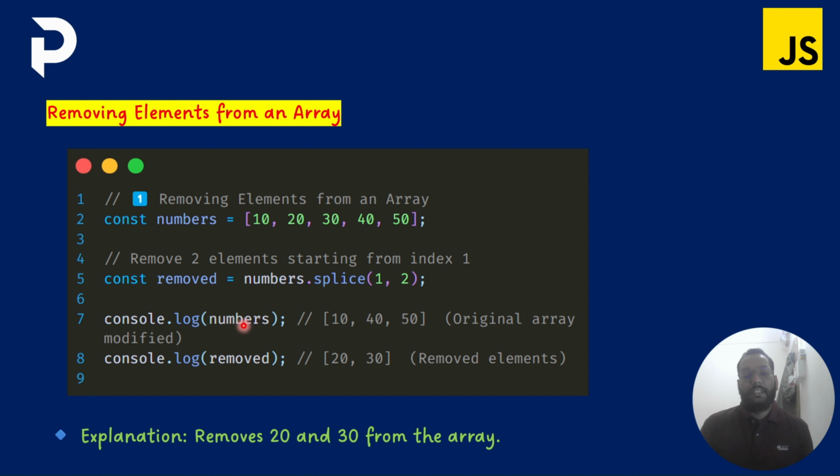So in the console, numbers, we have in our original array the digits 10, 40 and 50, because we successfully removed 20 and 30 from indexes 1 and 2.